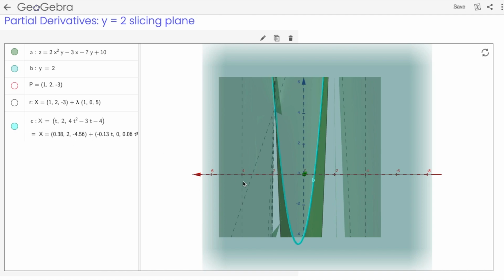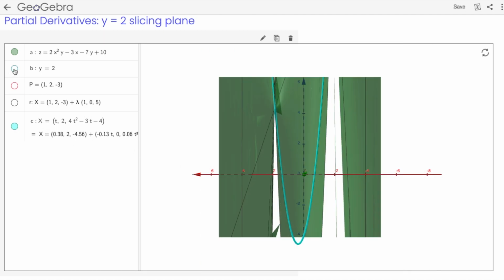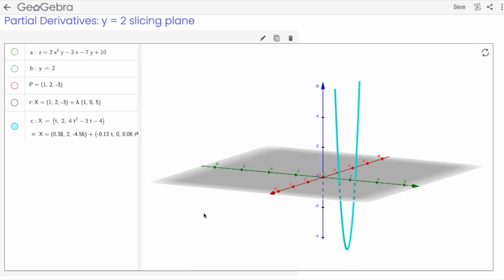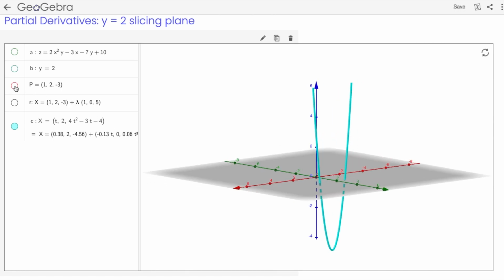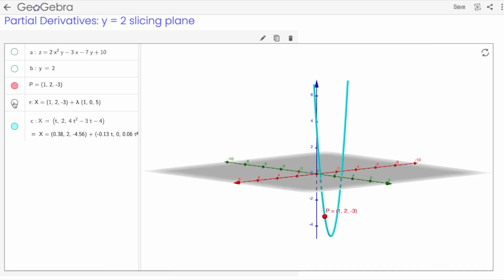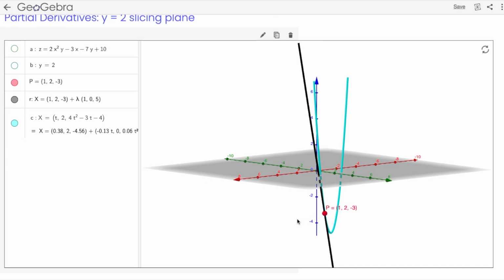In order to make it easier to see though, I'm going to turn off the intersecting plane and the surface so that we can focus in just on that curve of intersection. And the ordered triple that's on this curve is going to have a domain element of (1, 2), and then the z value is actually -3. We can determine the z value by plugging (1, 2) into the surface function. So here's the ordered triple that we're interested in with this partial. And I'm going to go ahead and graph the equation of the tangent line. We'll find this equation in the next part of this example.